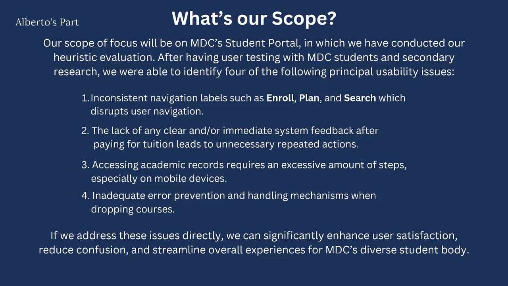Again, we've conducted heuristic evaluation, and in terms of first-hand research, we've conducted research with 6 students, 3 on mobile devices and 3 on desktop, to really stress test this portal. Firstly, when it comes to the inconsistent labels, we are talking about the enroll, plan, and search buttons, which can be found throughout the portal and have different functions depending on the page, which disrupts user navigation, causing a lot of frustration and confusion.